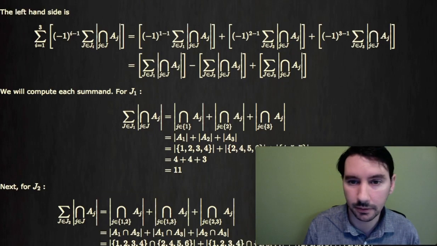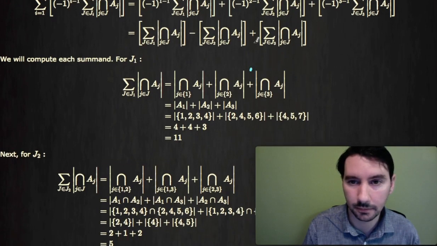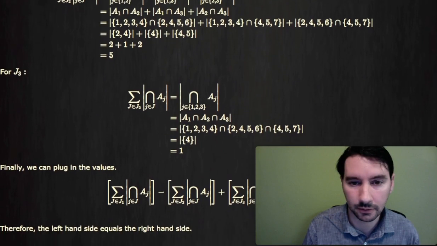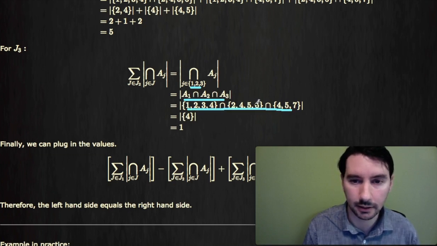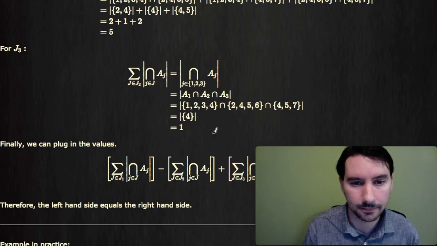And lastly, we'll compute this part of the sum with j equals 3. So we do this over all 3-point sets, and that's just one possible set, 1, 2, 3. So we're going to put in A1 intersect A2 intersect A3, which is these 3 sets, and their intersection over all the sets is 4. Counting that means there's 1 point in that set.